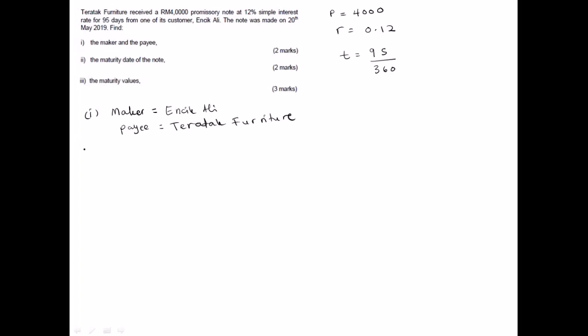The maturity date of the note. The note was made on 20 May 2019, so that is the date of the note. Date of the note, 20 May 2019, plus 95 days, okay, to get the maturity date. So let's calculate.